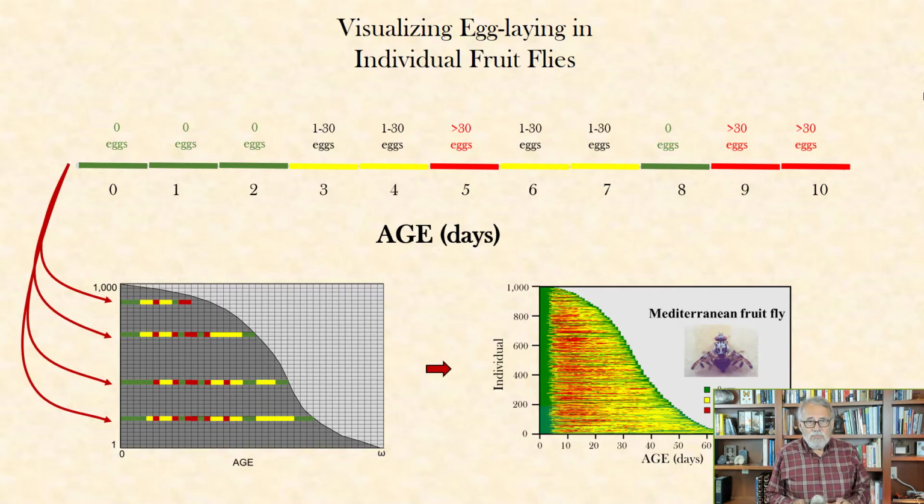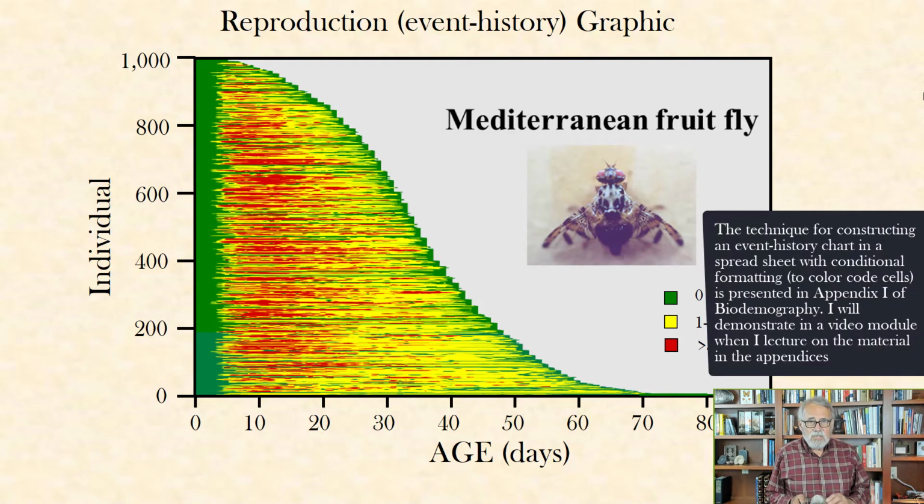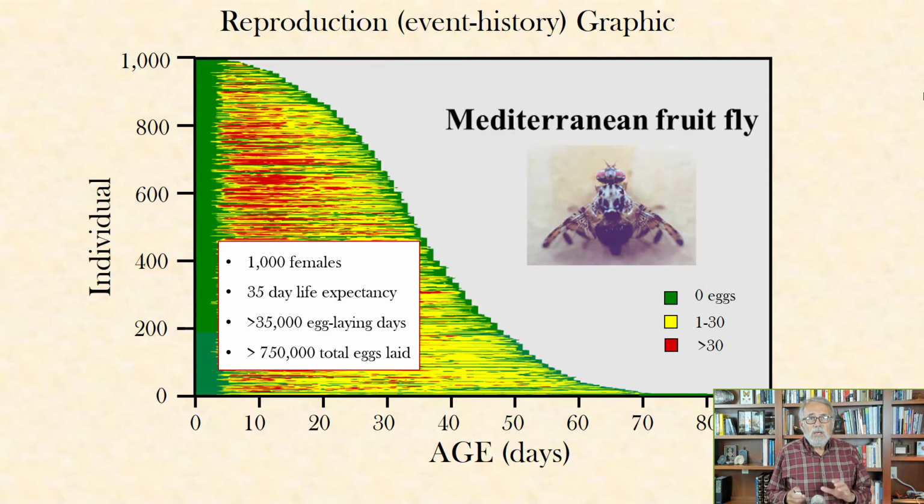This example graphic for reproduction in 1,000 individual medflies contains a great deal of information. Note again that age is on the x-axis and number alive on the y-axis. Since the average individual in this 1,000 female cohort lived around 35 days and laid approximately 760 eggs each, on average, each figure depicts over 35,000 egg-laying days, representing the distribution of over 750,000 eggs.